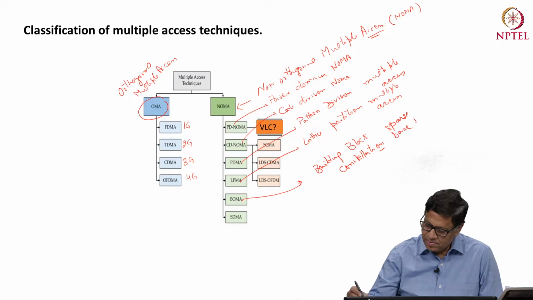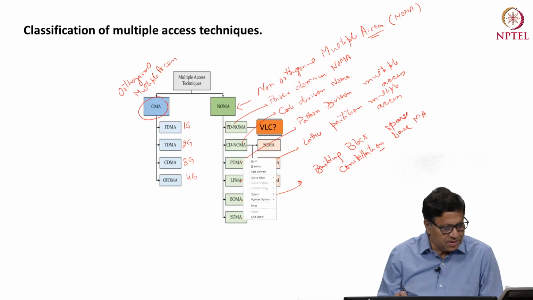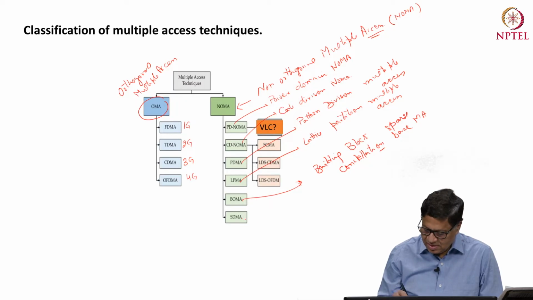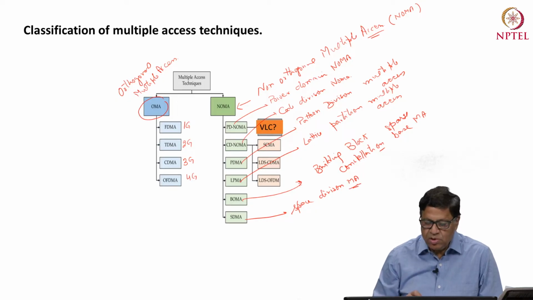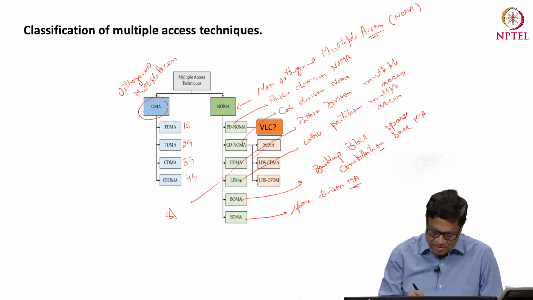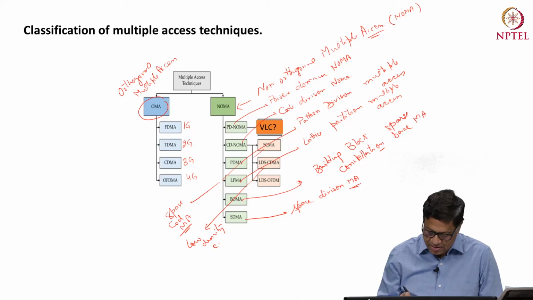And then you have SDMA, which is space division multiple access. Under CD-NOMA, that is code division NOMA, there are different variants, such as SCMA, which is sparse code multiple access. And this is low density CDMA. And this is low density OFDM.